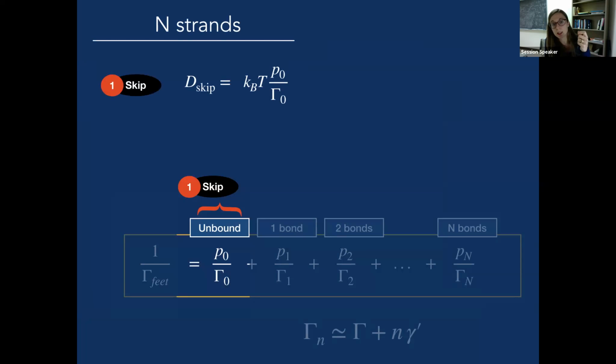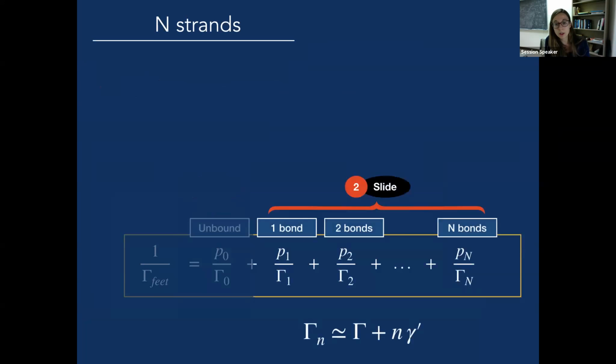And working out what's in this P naught and gamma naught, I find that it writes as KT over gamma times x to the power n, where x is a number smaller than 1, and n is the potential number of bonds. Okay, now what about sliding? Well, sliding corresponds to all the other terms because sliding happens when I have at least one bond. Okay, so summing up all those terms, I find that basically the most important term among all of these corresponds to the average number of bonds, n bar.